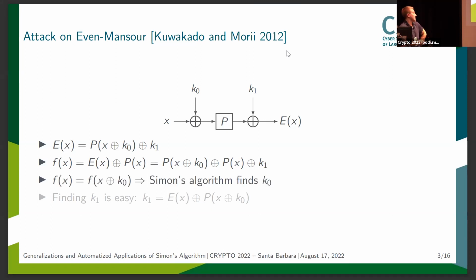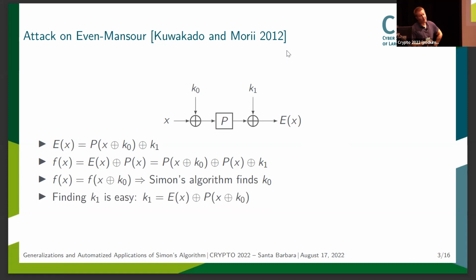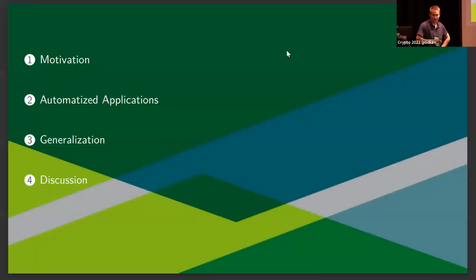So as I just said, if we have a function of this form, we can use Simon's quantum algorithm to find K0 with just a polynomial amount of queries to the encryption. And once we have K0, finding K1 is easy, and therefore the quantum version of the Even-Mansour construction is broken. Okay, so that was the motivation for our work.